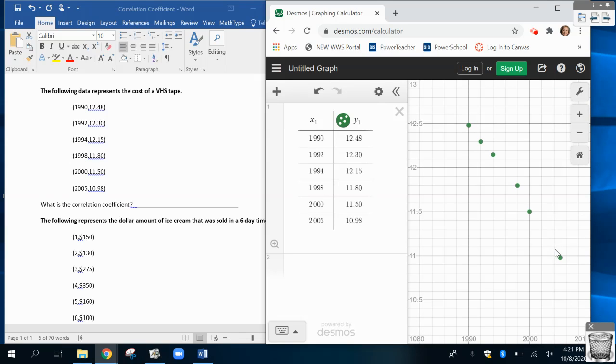So this definitely looks like it is going downhill. So we have a negative correlation. And these look really close to a straight line. So this looks like a strong negative correlation.